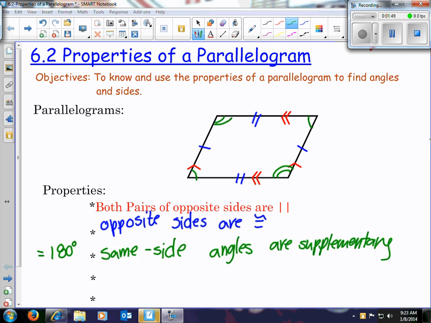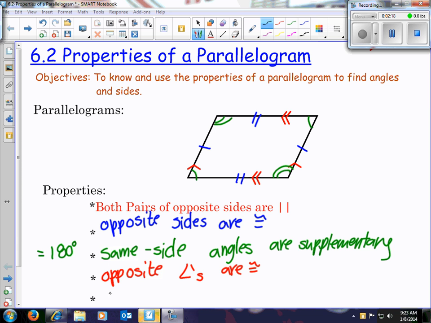Okay, next thing we need to know is that opposite angles are congruent. We kind of already have that marked. We know that this angle is congruent to this one, and this angle is congruent to this one. Now, when we say opposite in geometry, we mean across from. So the angles that are across from each other are congruent.